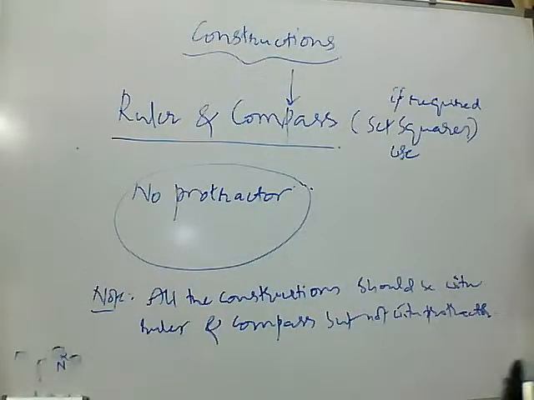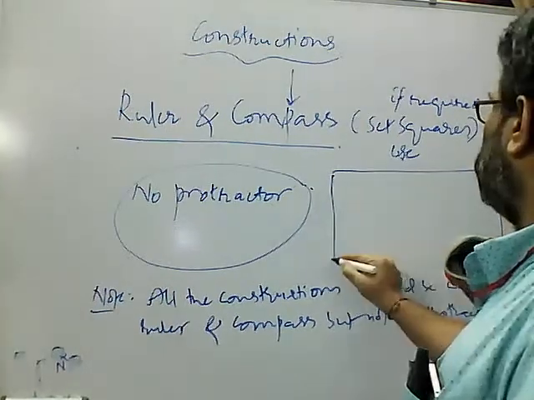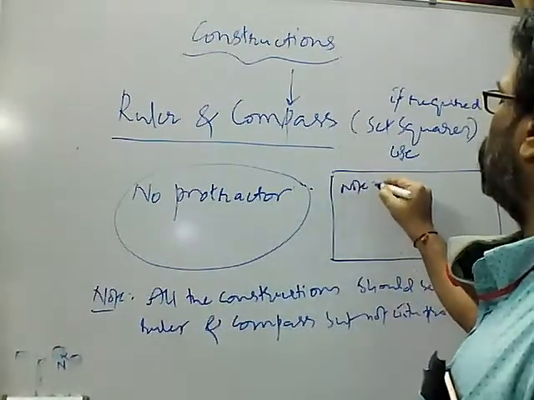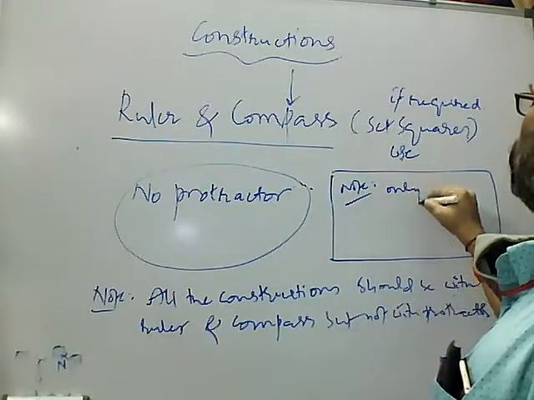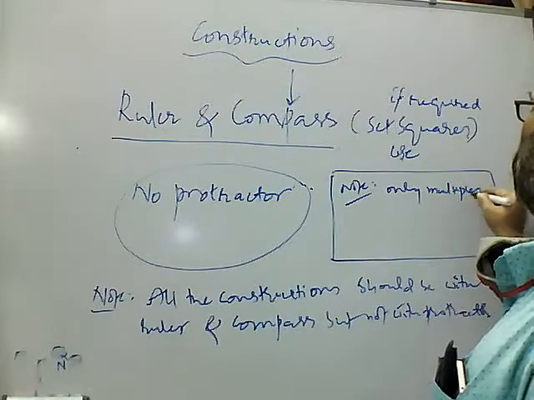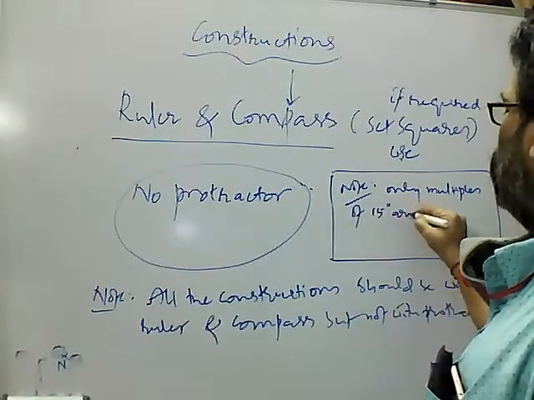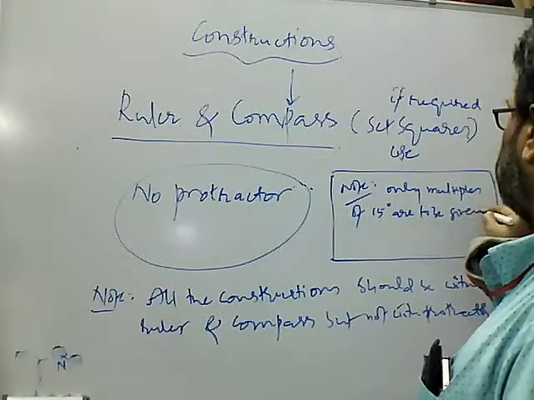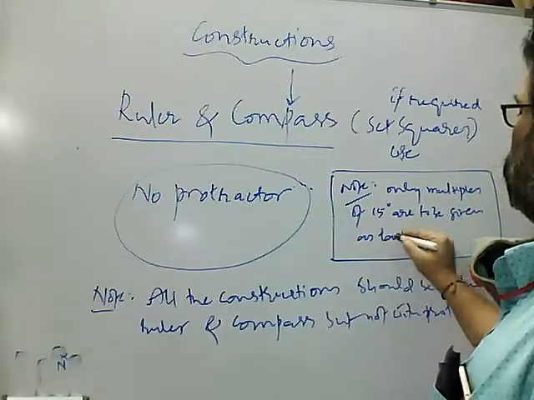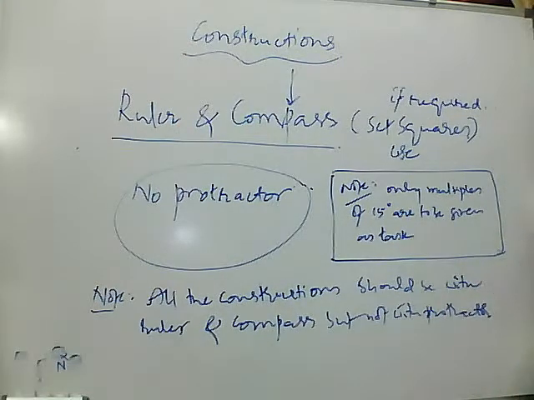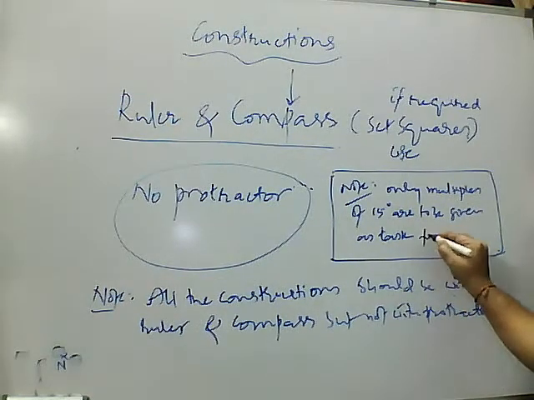So what angles can you make? With a protractor you can make any angle, but in the case of ruler and compass, only multiples of 15 degrees are to be given as tasks, because ruler and compass constructions are possible only for multiples of 15: 15, 30, 60, 90, 105, 75, 45, 120. Anywhere, whatever you take, you can get it.